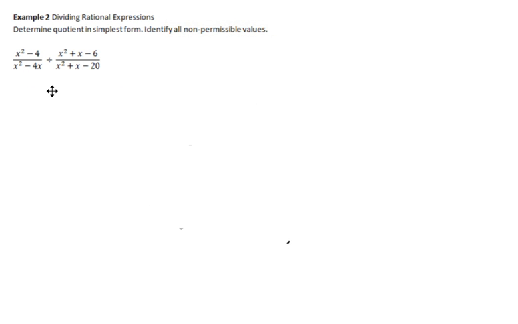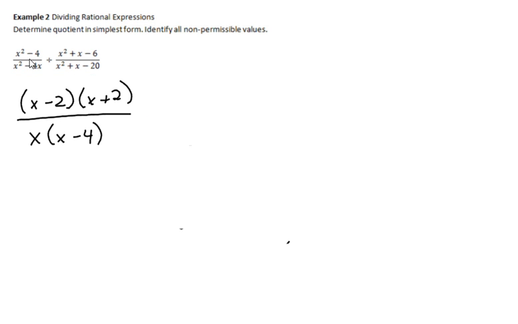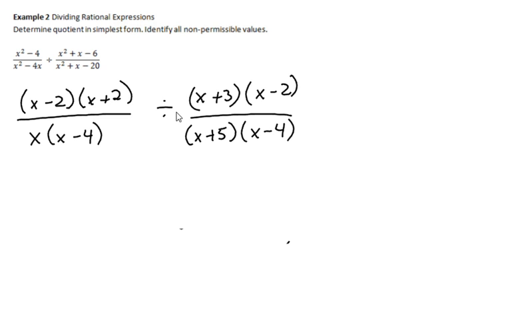So moving on to our next question, we have a division question. So once again, we have to factor first. So factoring the first expression, we end up with x minus 2 and x plus 2 because this is a difference of squares. Our denominator factors to x multiplied by x minus 4. And then this over here will simplify to x plus 3 multiplied by x minus 2 in the numerator, and x plus 5 multiplied by x minus 4 in the denominator.